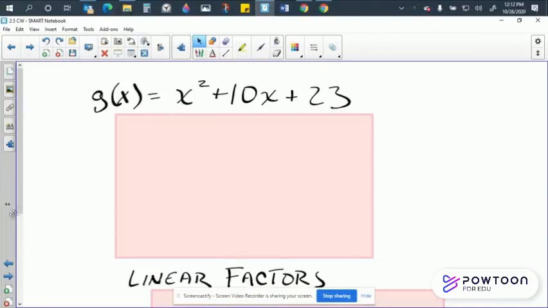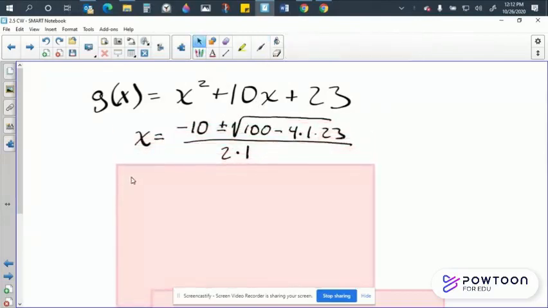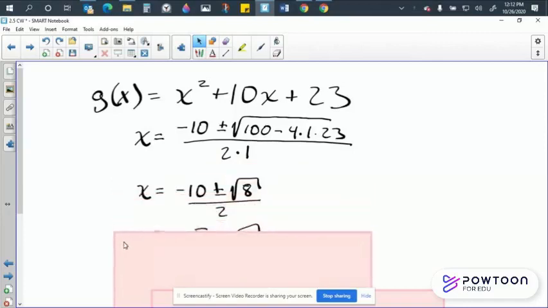Okay, for another example problem, I cannot factor x squared plus 10x plus 23. There's not two numbers that multiply to give you 23 and add to give you 10. So we'll use the quadratic formula, which is x equals -b plus or minus the square root of b squared minus 4ac all over 2a. That simplifies to -5 plus or minus the square root of 2.